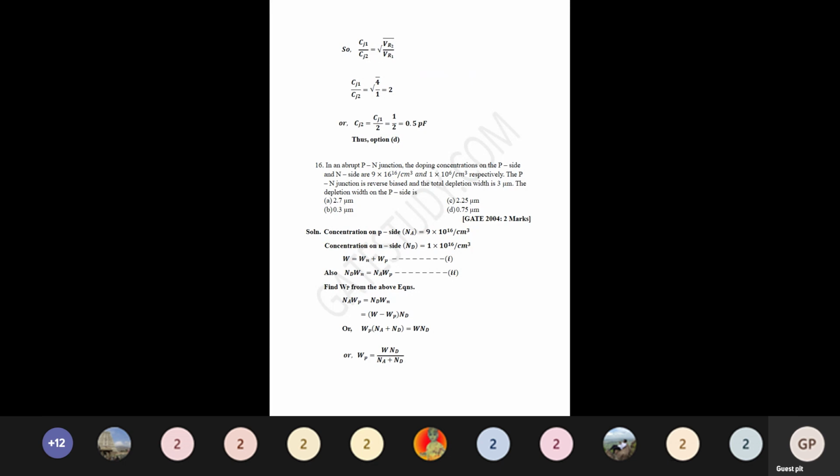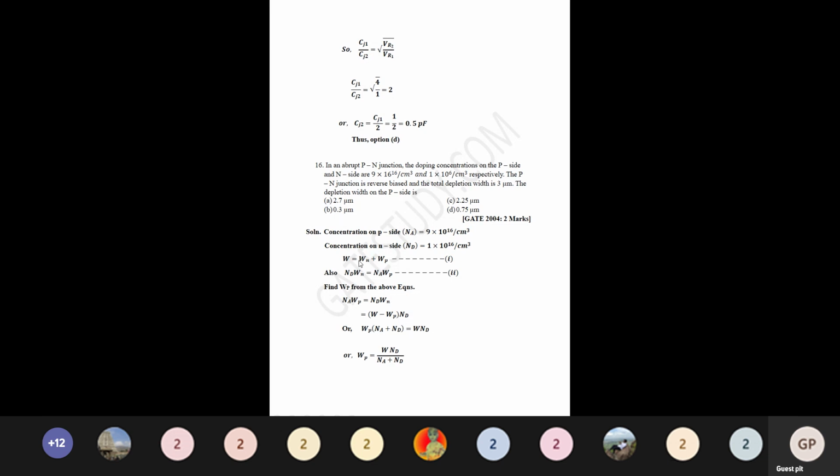Concentration on P side is 9 into 10 to the power 16 per centimeter cube. Concentration on N side is 1 into 10 to the power 16 per centimeter cube. The expressions are W is equal to Wn plus Wp. Also, NdWn equal to NaWp. Now find Wp from the above equations. NaWp is equal to NdWn, which is equal to (W minus Wp) into Nd.